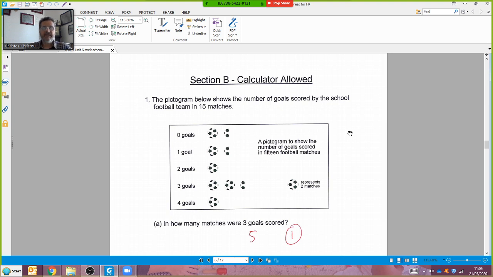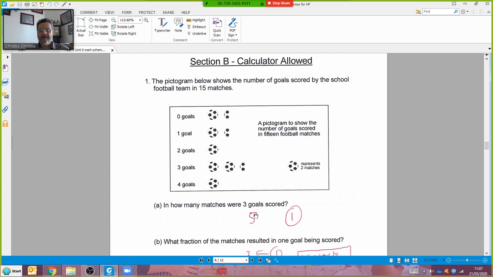Every ball represents 2 matches played. So this, for example, represents 2 matches. This represents 2 plus 2 plus half of 2, which is 1. Essentially, can you interpret the pictogram and answer questions on it? How many matches were 3 goals scored? 3 goals. 2 plus 2 plus 1. 5 matches. Just a 1 mark question.